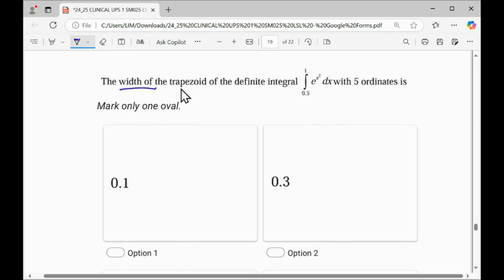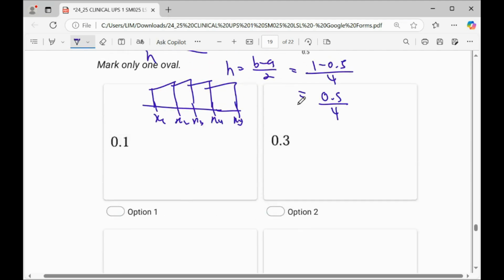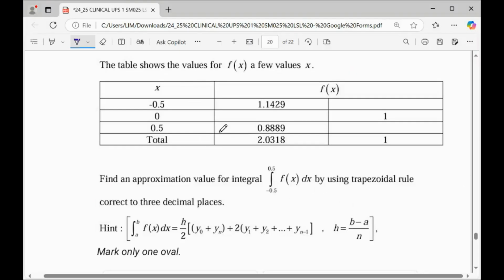Find the width of the trapezoidal rule for the definite integral, which means it's your h, the height of the trapezium. So h will be b minus a over 2, upper limit minus lower limit, with 5 ordinates. Just imagine 5 ordinates, how many trapezium? 1 ordinate, 2 ordinates, 3 ordinates, 4 ordinates, 5 ordinates. So inside here we have 1 trapezium, 2 trapezium, 3 trapezium, and 4 trapezium. So 0.5 divided by 4 equals 0.125.